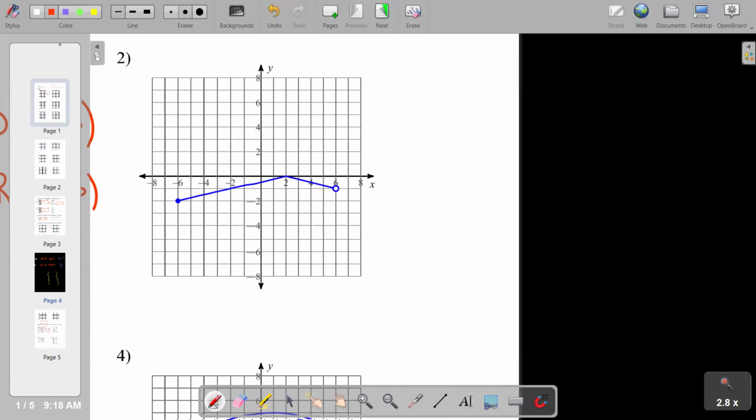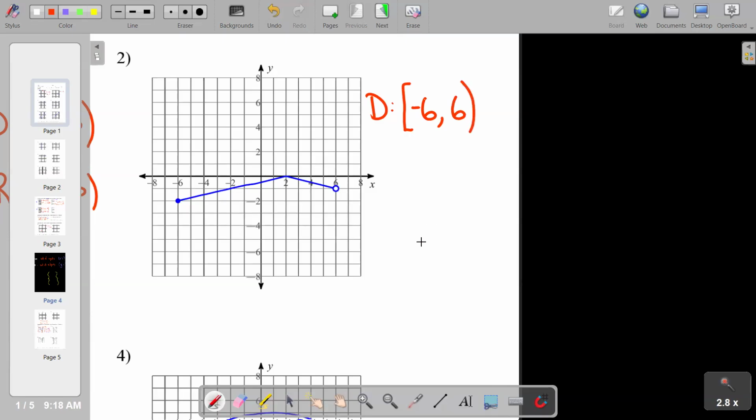In question number 2, for the domain, what's the furthest left this graph ever achieves? I'm going to put a square bracket, and put -6, comma. What is the furthest right that this graph ever achieves? I am going to put a round bracket.